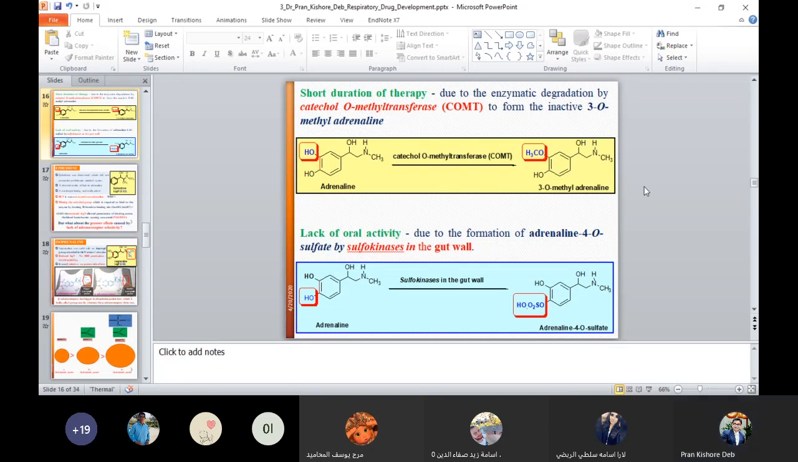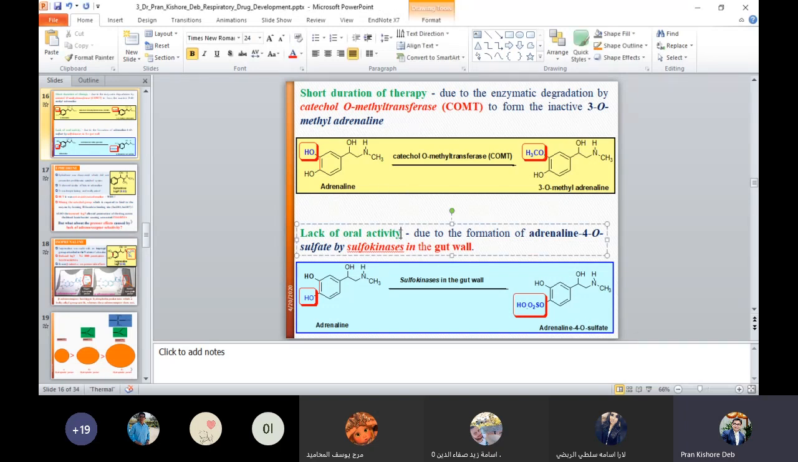All right. Secondly, the lack of oral activity is because of the formation of adrenaline 4-O-sulfate by an enzyme known as sulfokinase that is present in the gut. In our gut we have an enzyme known as sulfokinase that can inactivate the drug by converting the second OH group, the OH group that is para to the alkylamine group at the 4th position, into a sulfate group.